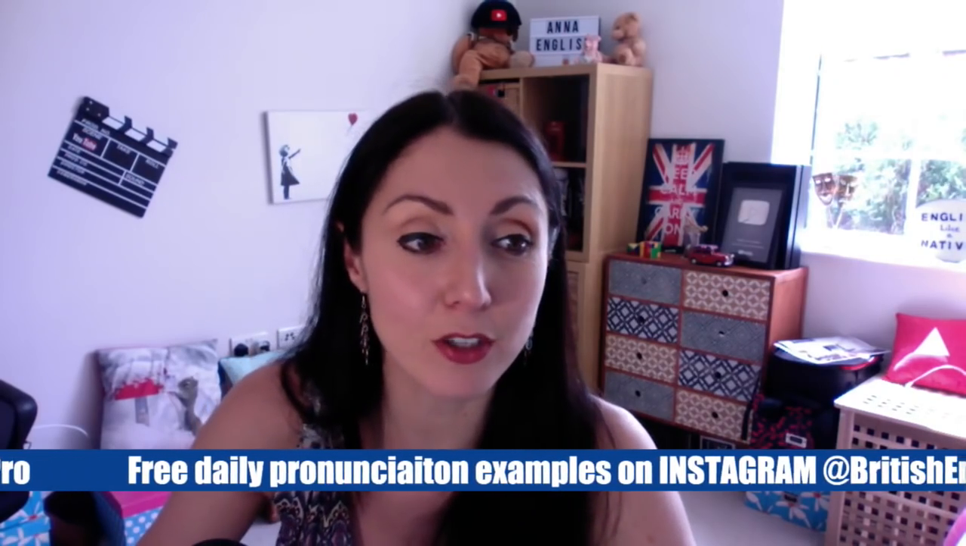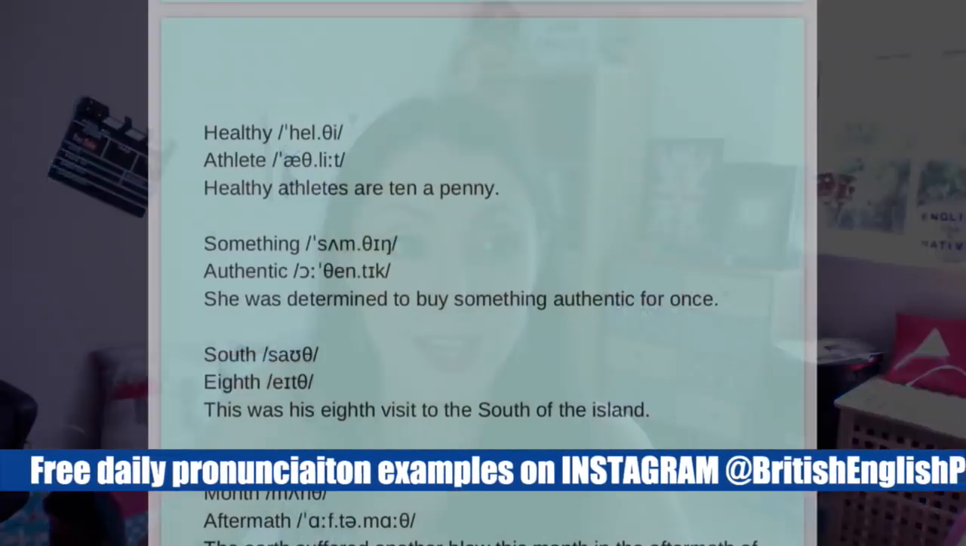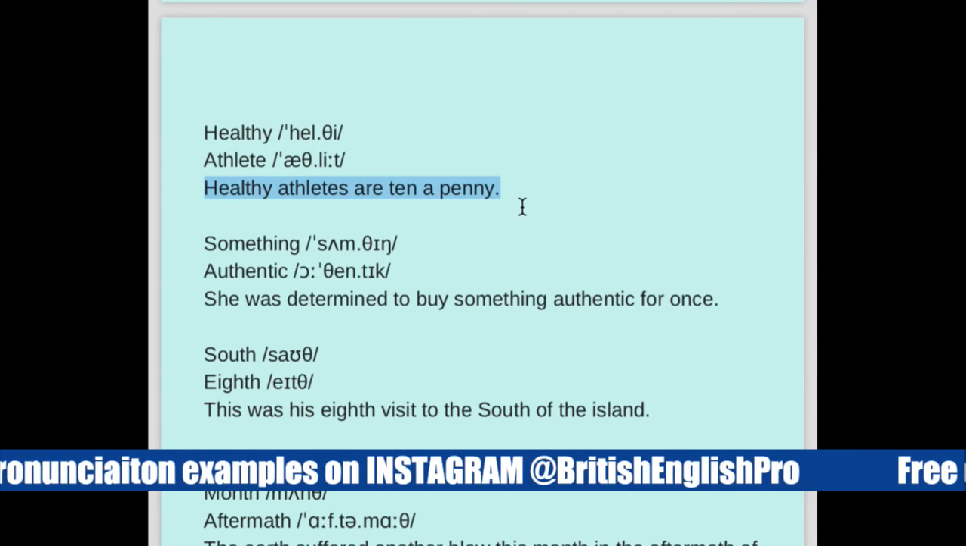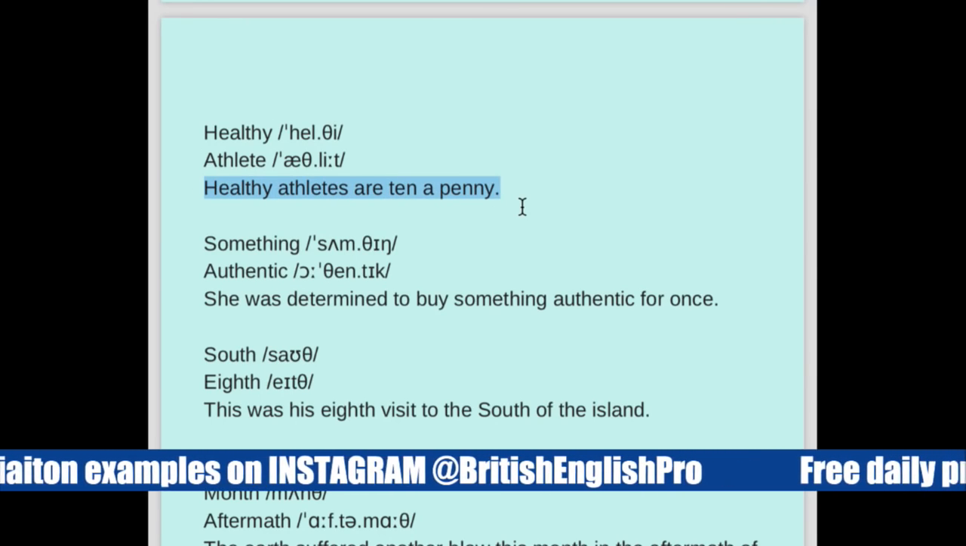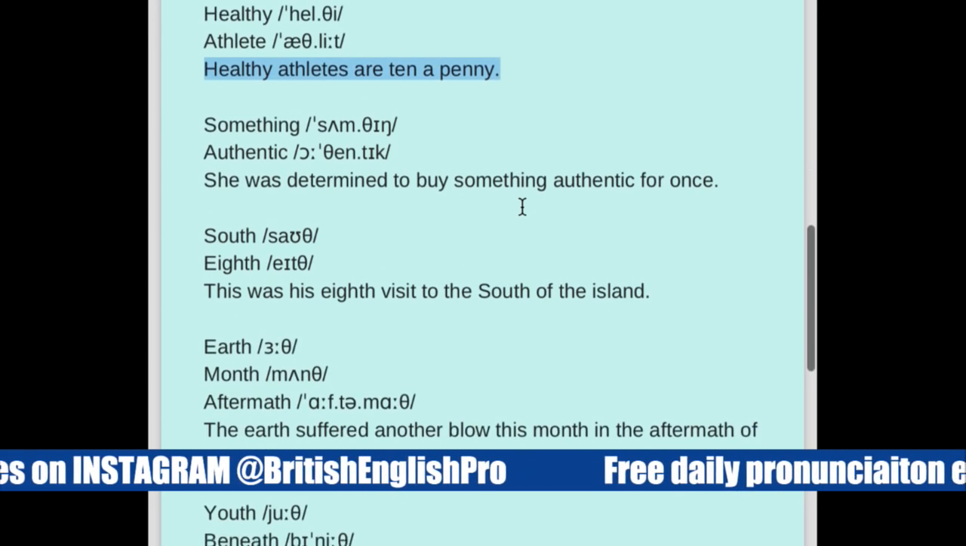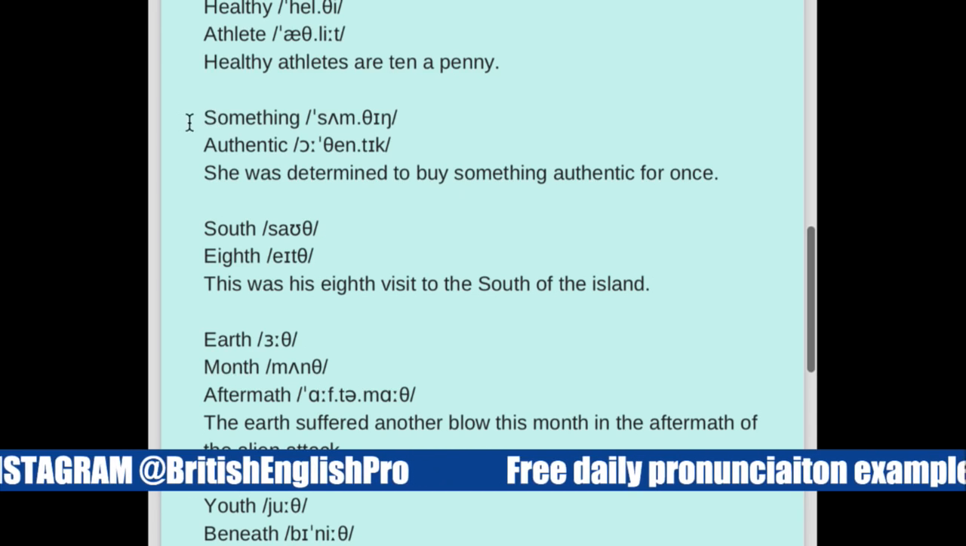Okay, so let's have a look at that sentence written down and then try it all together. So repeat after me. Healthy athletes are 10 a penny. Fantastic. All right, let's have a look at the next one, shall we?